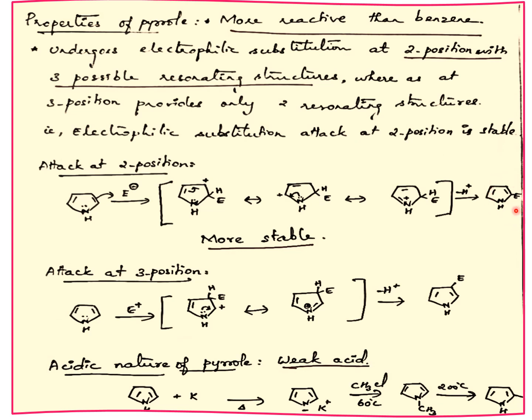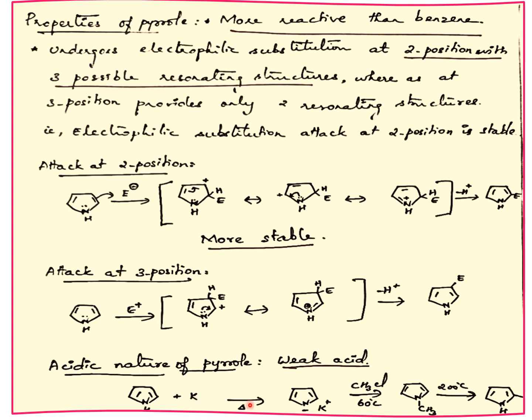So in general, pyrrole undergoes electrophilic substitution reaction at the second position, not at the third position. And the next point is the acidic nature of pyrrole. Here, pyrrole is found to be a very weak acid because it contains N-H. It reacts with the element potassium at a high temperature.